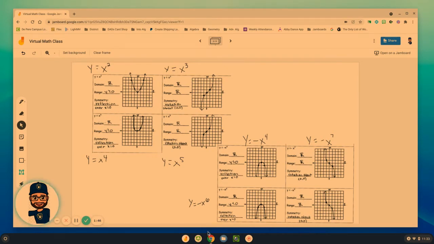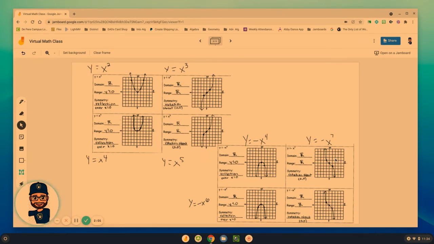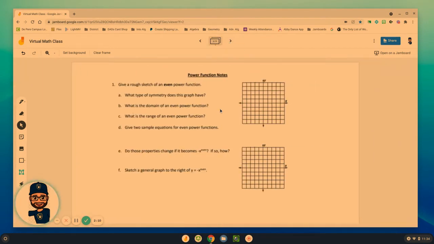And we're going to talk about some key characteristics here, but notice the difference in these is whether or not they are even power functions, x squared, x to the fourth, negative x to the sixth, or are they odd power functions, x cubed, x fifth, negative x to the seventh. Okay, and so there's some key differences in those, and that's what we've got to pay attention to, whether or not we are dealing with even versus odd power functions.